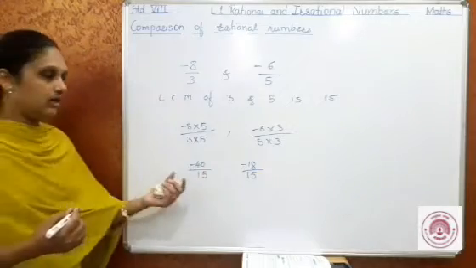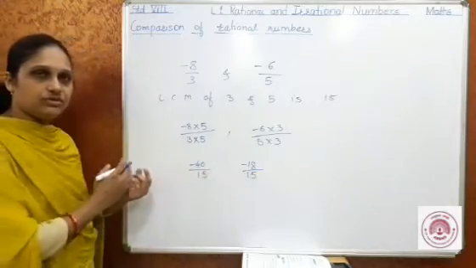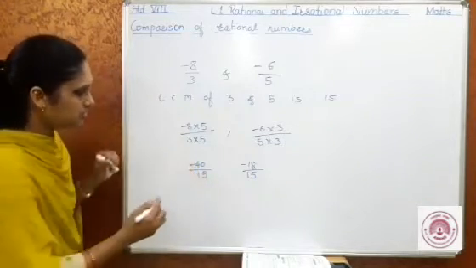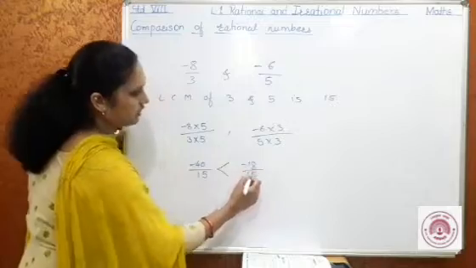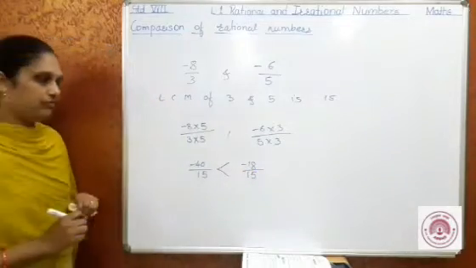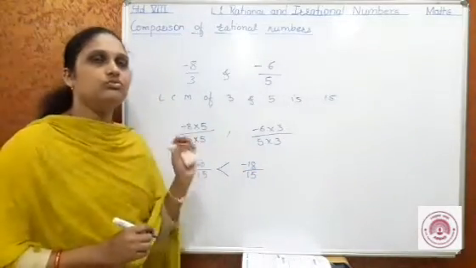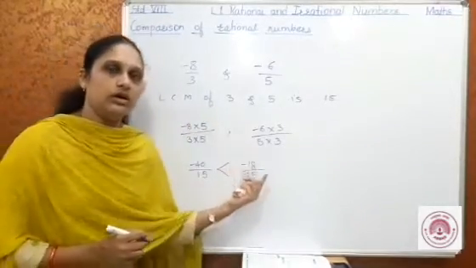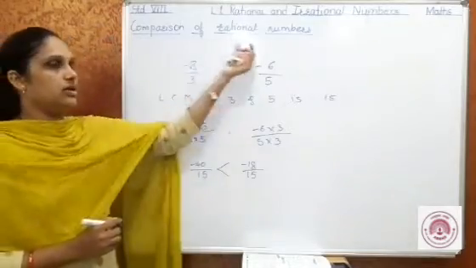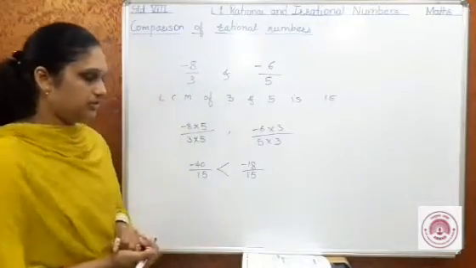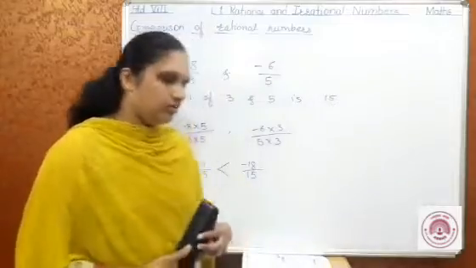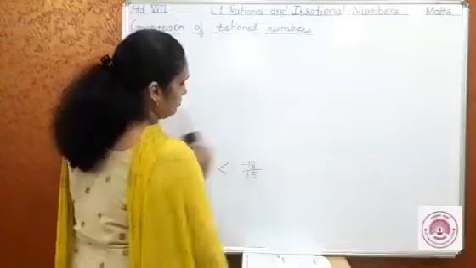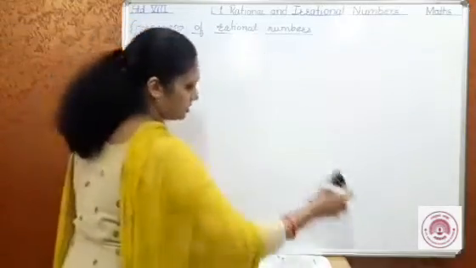Now we can easily identify which is to the left and which is to the right. This is to the left. So -40 upon 15 is less than -18 upon 15. So this is another method to compare rational numbers when both are negative. Now some rules are given on this, so today we'll see the rules of comparison of rational numbers.